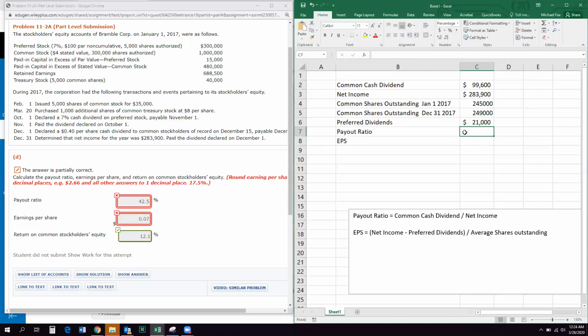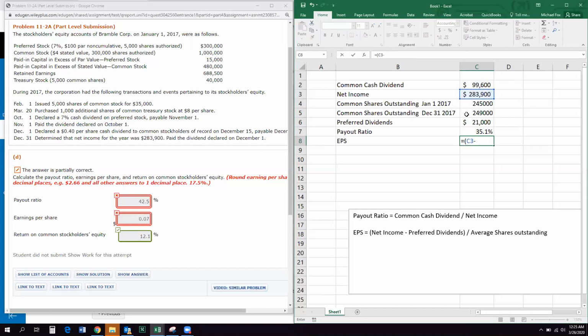So to find our payout ratio, we're just going to take our common cash dividend and divide that by our net income. And that'll be 35.1%.